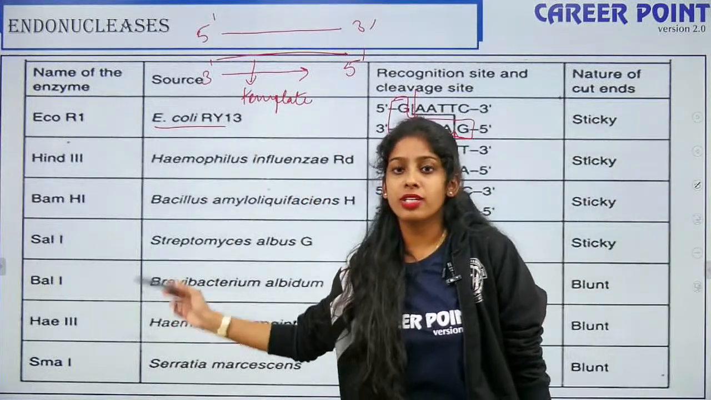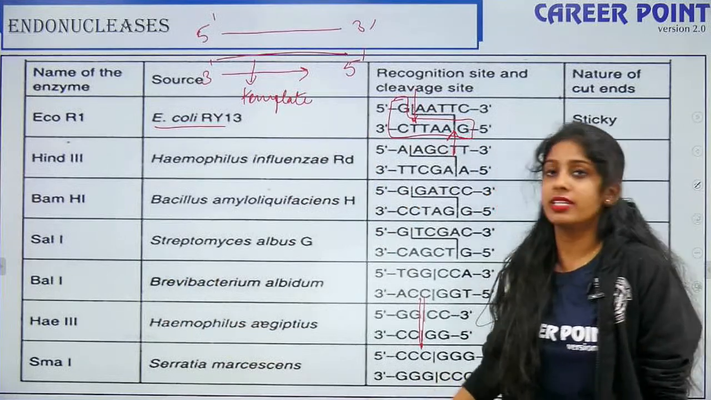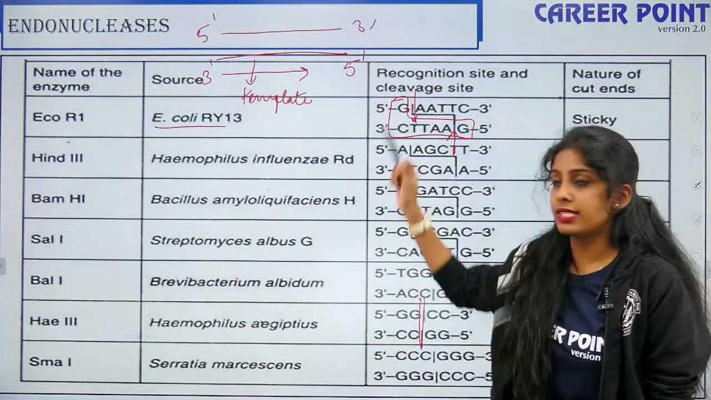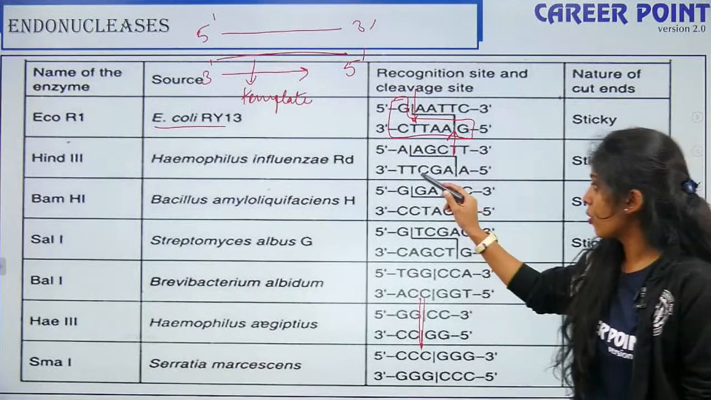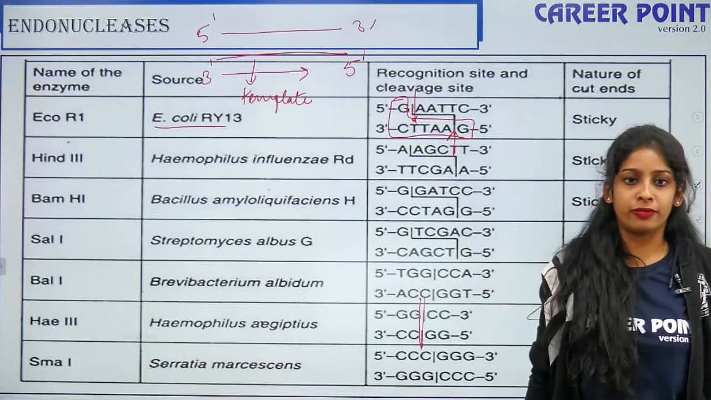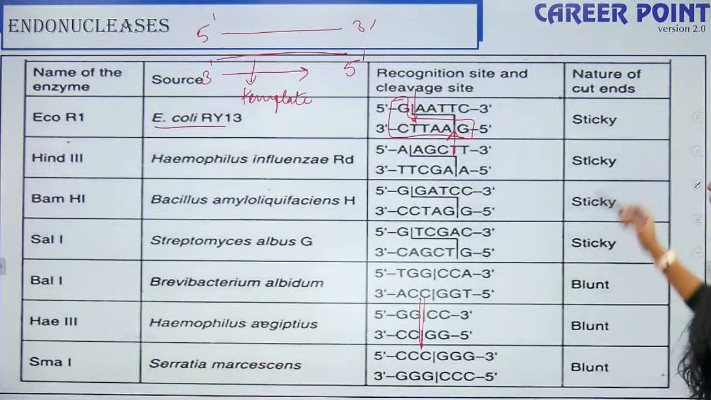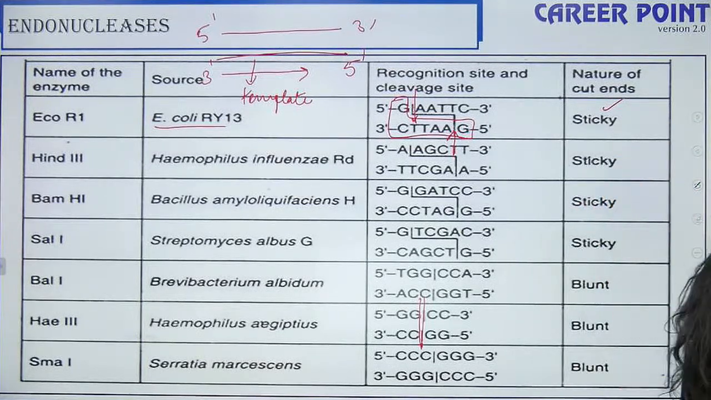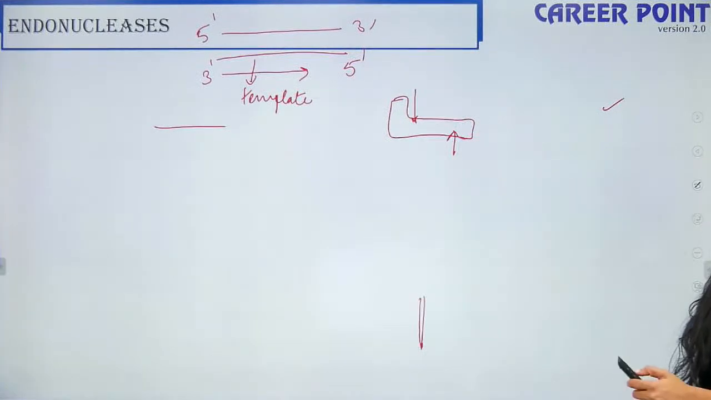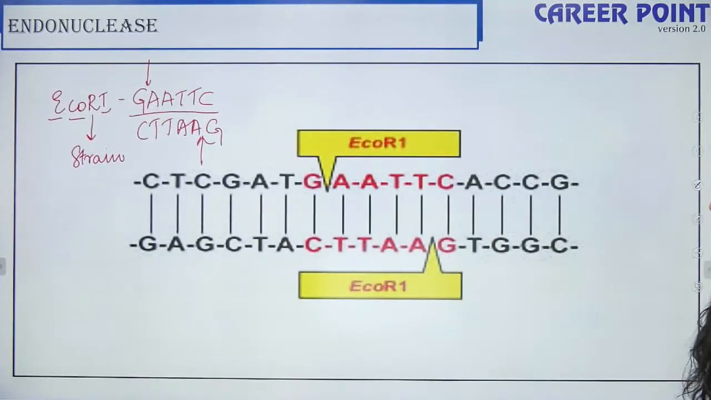So these are some of the enzymes and the organism it is isolated from. This is the source. This is the recognition sequence and the arrow indicates where it will chop off. And this is the nature of ends, whether it will be a sticky end or a blunt end. Alright, so again going back to the previous slide and showing you this.